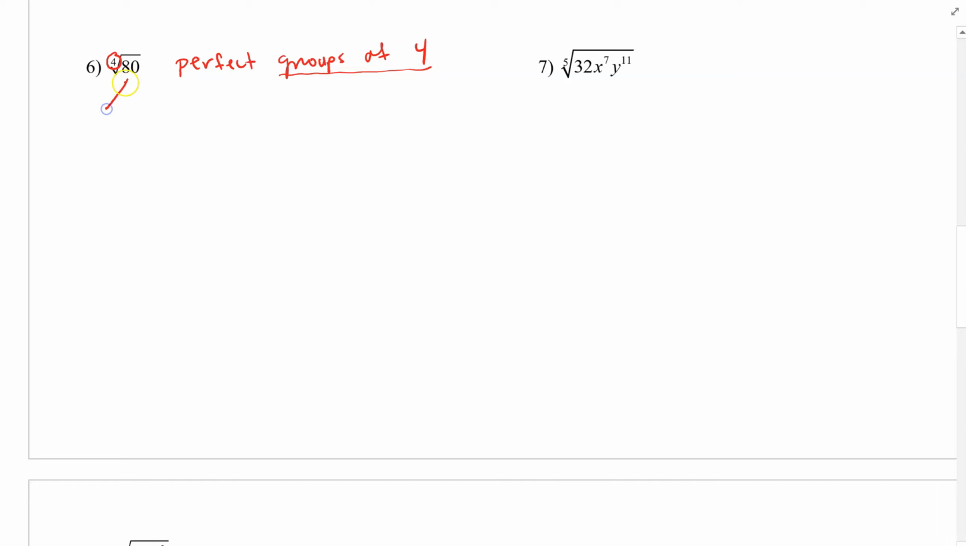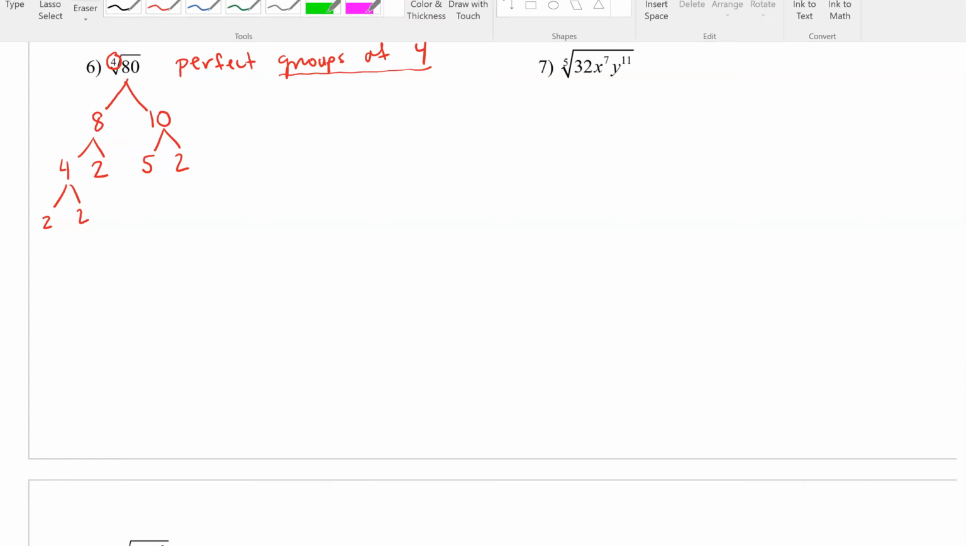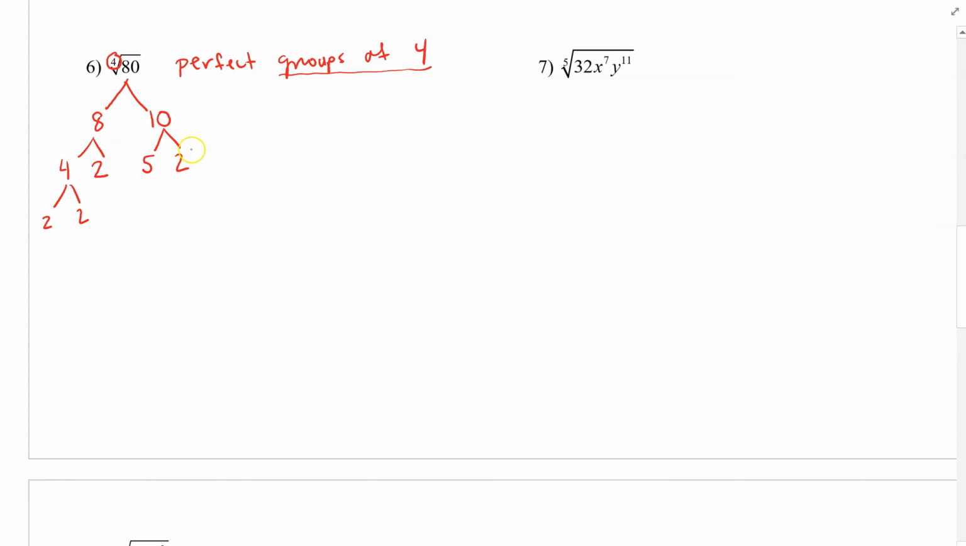And so I begin by factoring 80. Maybe I'll just do 8 and 10. And then I can break 8 into 4 and 2, and then I can break 4 into 2 and 2. 10 I could break into 5 and 2. So here's what I notice. I've got factors of 5 and 2, and then 2 and 2 and 2, right? 2 times 2 times 2 times 5 times 2.